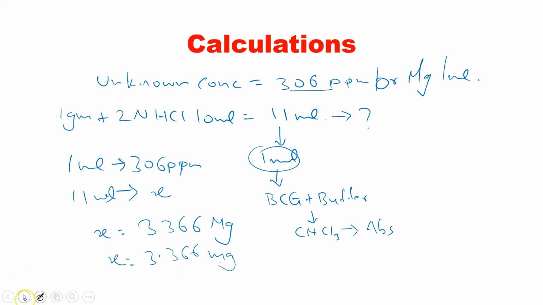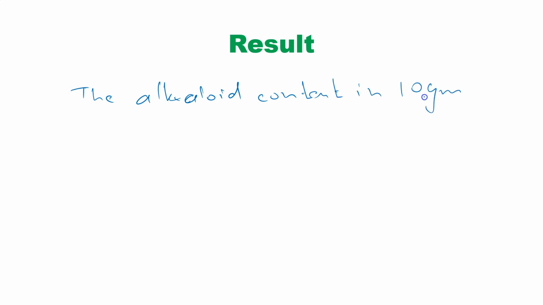Now in case of a result, what you need to write, see, in case of a result: the total alkaloid contained in 10 gram, because we have started with a sample of 10 gram, was found to be 3.366 milligram. So this is how you have to write the result at the end.